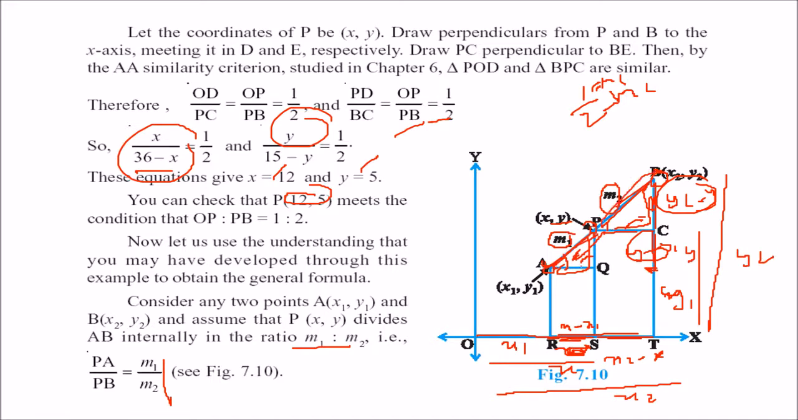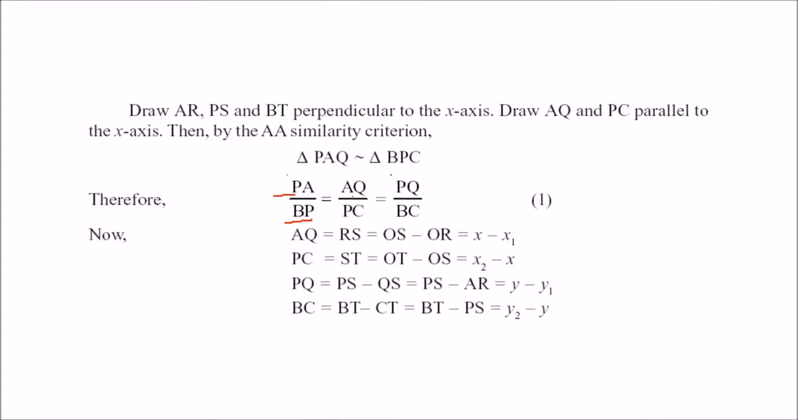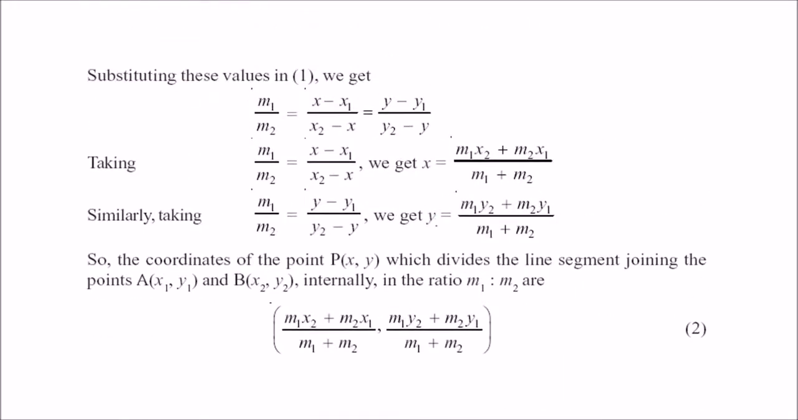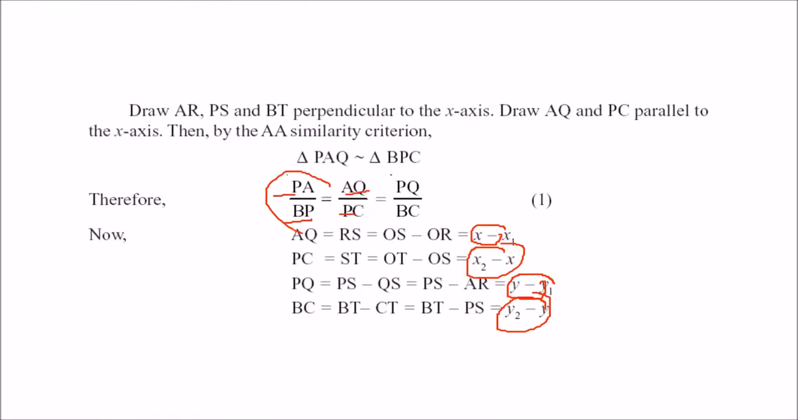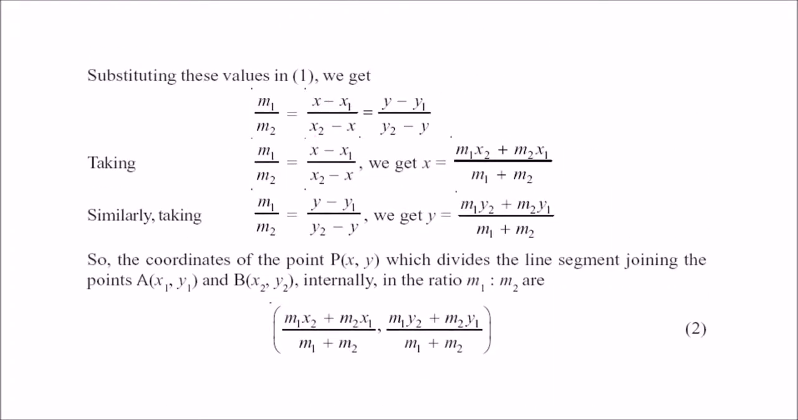So AP by PB is equal to AQ by PC, and AP by PB is equal to PQ by BC. So this is PA by BP is equal to AQ by PC, PQ by BC. And we have found out the distances X minus X1, X2 minus X, Y minus Y1 and Y2 minus Y. Let us place in this relationship. That means this relationship. This is what? M1 by M2, and these two are what? X minus X1 by X2 minus X and Y minus Y1 by Y2 minus Y.